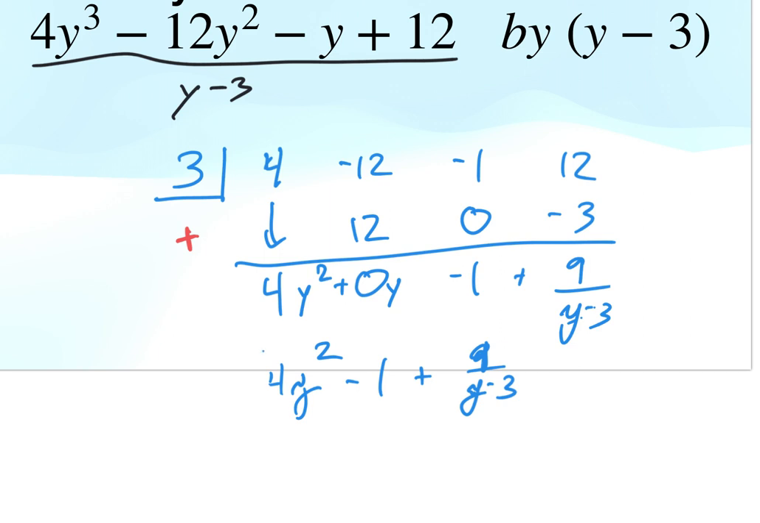So synthetic division was the same thing as regular division, which is the same thing as factoring. If I wanted to, I could take this and go y times this and y times that and y times the last thing. Negative 3 times this, negative 3 times that, negative 3 times this. And I would get the original values up top. So factoring, division, synthetic division, all serve the same purpose.